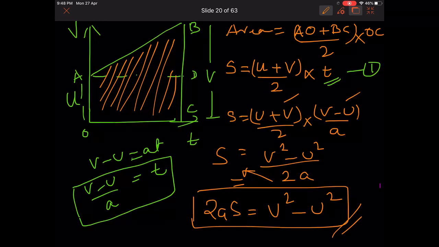So these are the three equations of motion which you must know and you must learn how to derive them. I hope you've understood the three equations of motion. Maybe in the next video we will continue and learn how to substitute various values in these three equations, and how to solve numericals based on three equations of motion.